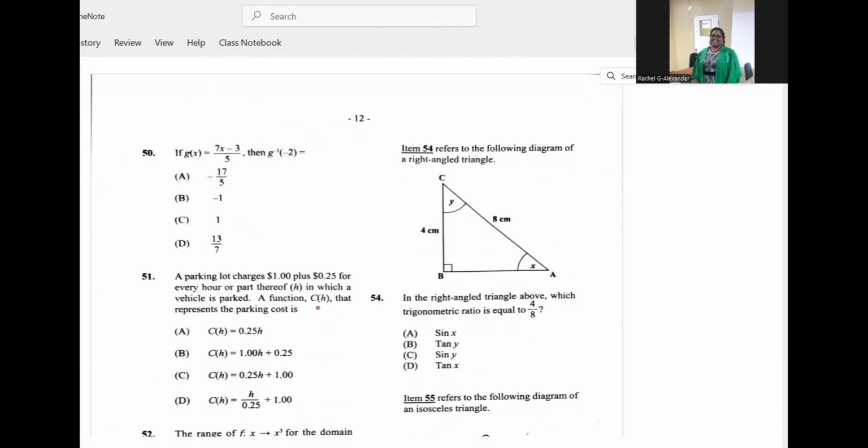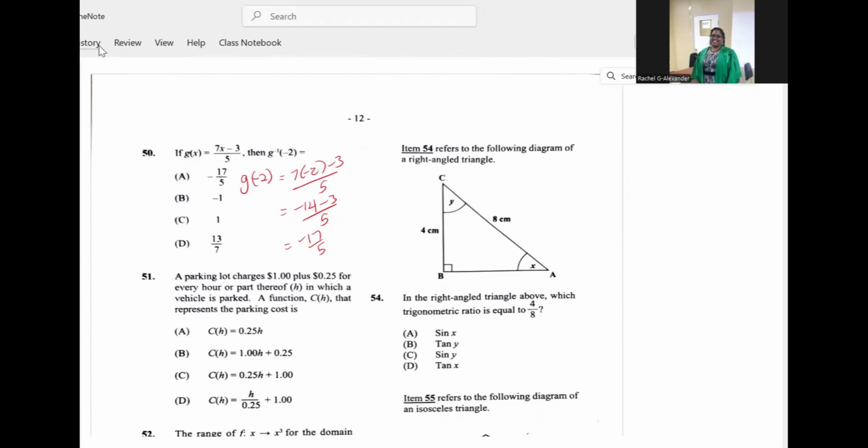But let me try something here. Let me try finding g of x instead of g inverse of x. So g of x is 7 by negative 2 minus 3 over 5. That'll give me negative 14 minus 3 over 5, which is negative 17 over 5, which obviously is an answer because they want to trick you, right? And that has no connection to the actual answer, so that would not work.